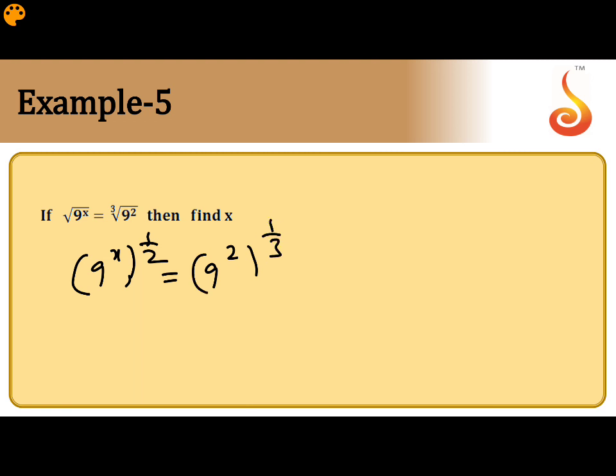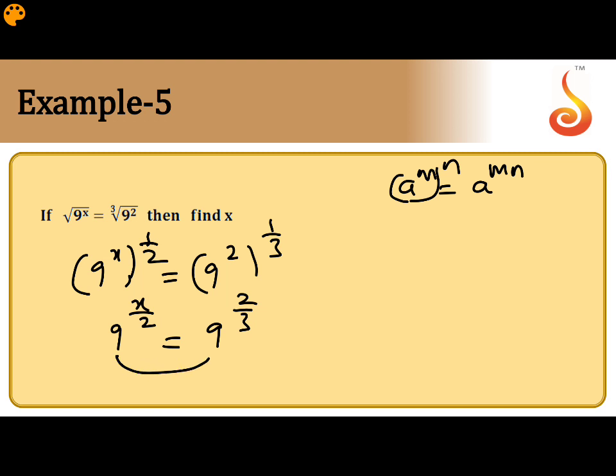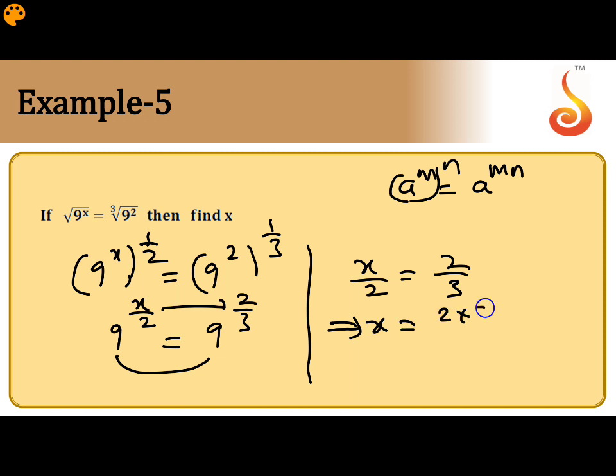Use the indices. What is the identity? a power m whole power n is a power mn. So x into 1 by 2 gives x by 2. Here also the same thing, 9 power 2 into 1 by 3 is 2 by 3. Now when the bases are equal, powers are equal. So using the property, x by 2 equals 2 by 3. You want the x value. x equals 2 into 2 by 3, that is 4 by 3. So the value of x is 4 by 3.